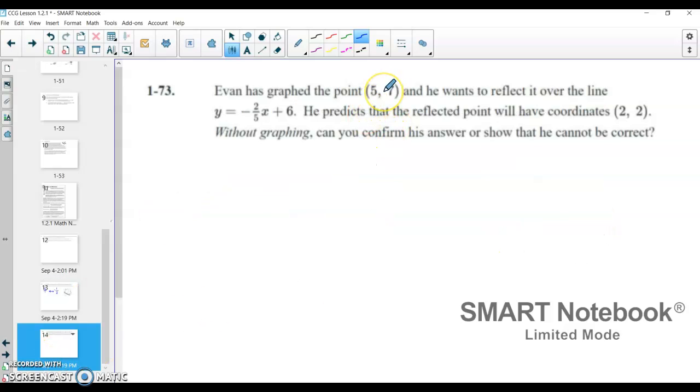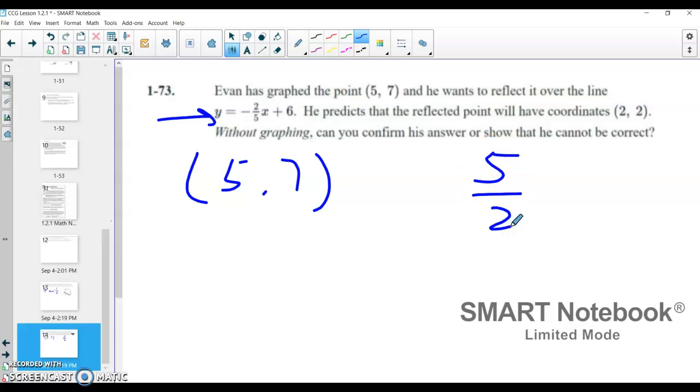So when we look at this problem, we have our original point of 5, 7. The opposite reciprocal slope of our line, well, our original slope is -2/5. That means the opposite reciprocal is going to be a positive 5 over 2, which means we have a rise of 5 and a run of 2. So up 5, to the right 2.